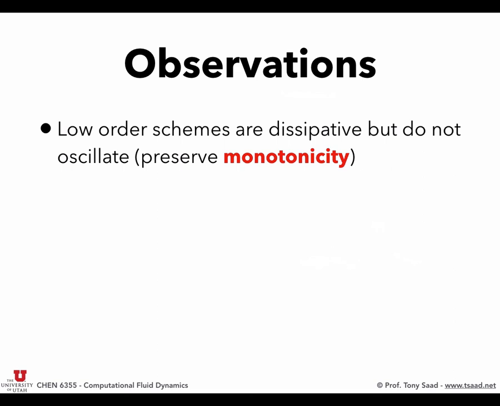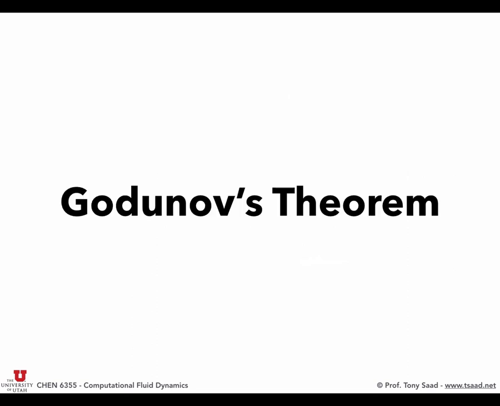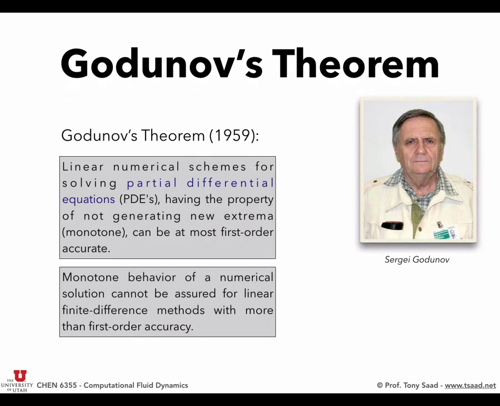And high order schemes are more accurate, but they are dispersive in nature. Okay? So can we make sense of that? Yes. There's actually this guy called Sergei Godunov, who during his PhD in around 1958, 1959, came up with this theorem. That's Sergei Godunov.